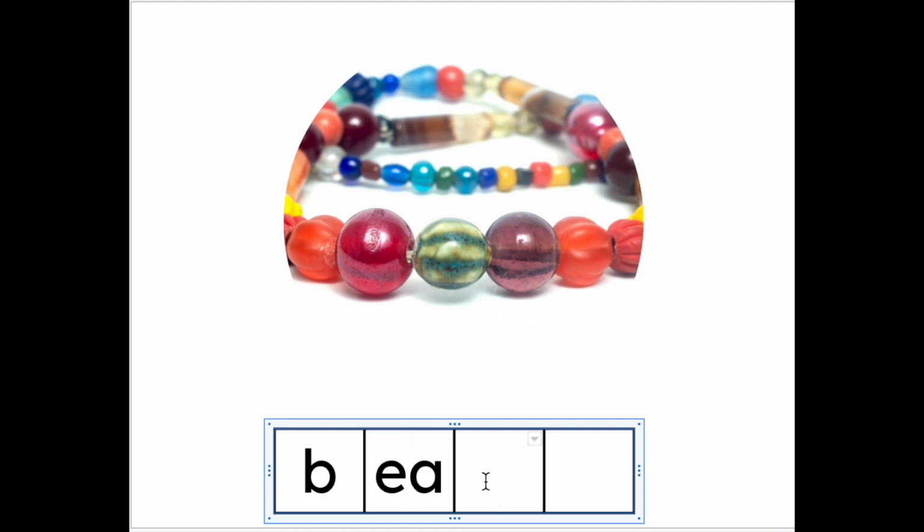What's the third sound you hear? Bead, bead. We hear the D sound. What letter do we use to spell the D sound? That's right, the letter D. And our last sound, beads, Z. It kind of sounds like a Z making the Z sound, but we know the letter S can also make the Z sound at the end of words. And in this case, it is the letter S making that Z sound. Let's go to our next picture.